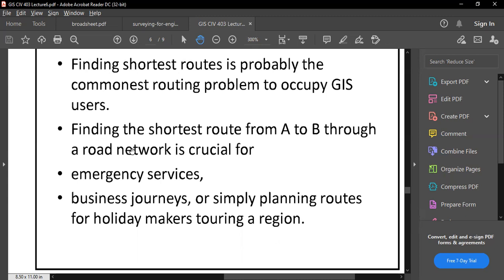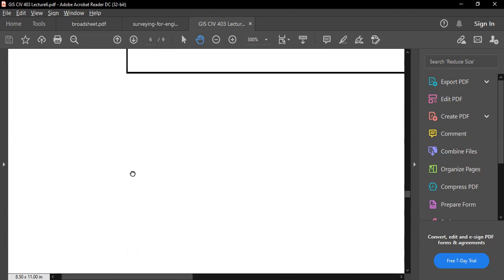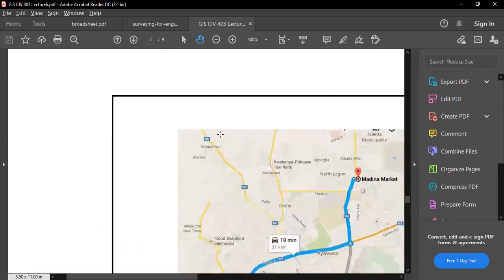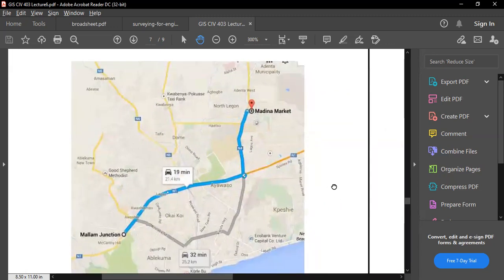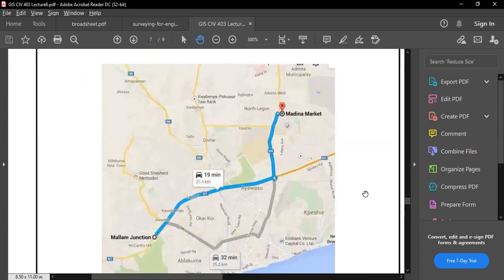All right. Business journeys, taking a route. I need to visit all my clients. So you need to plan your routes so that you don't go in circles and waste time and money. This is what we see in Google Maps most of the time. I'm trying to get to Malam Junction from Medina Market. Which route should I use?